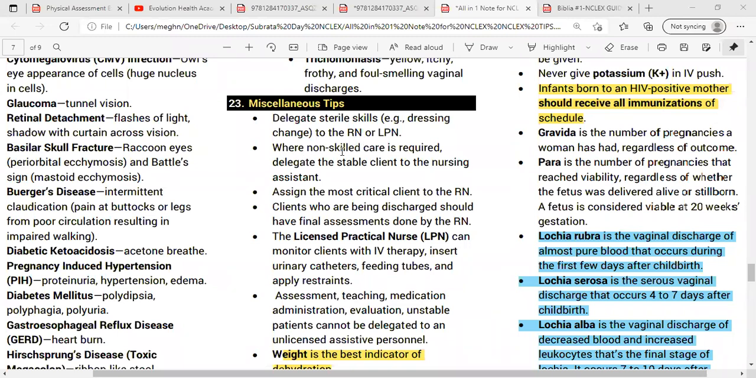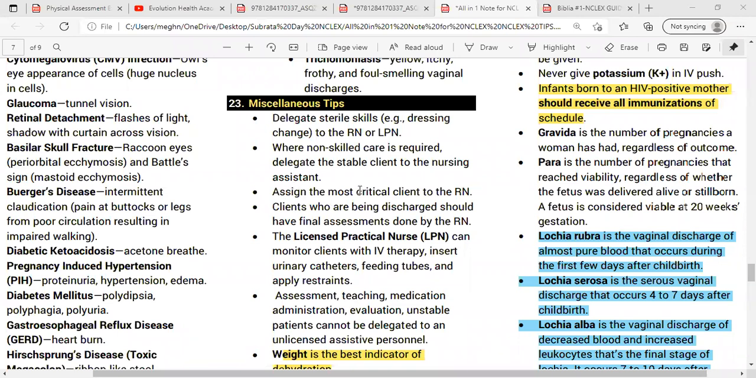Where non-skilled care is required, we can delegate the stable client to the nursing assistant. So when you need to provide routine non-skilled care, such as bed making or bed bath, routine vital sign check, or giving an enema, the CNA can take over.